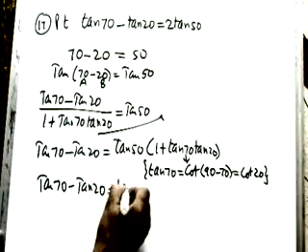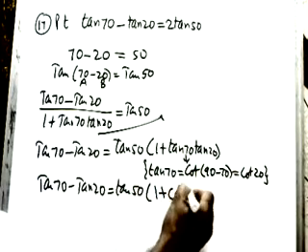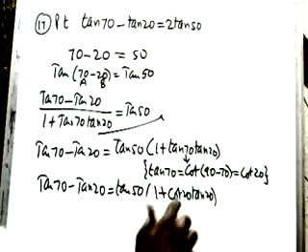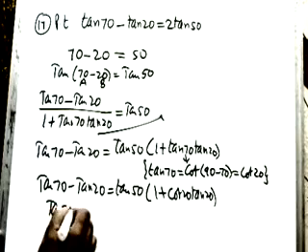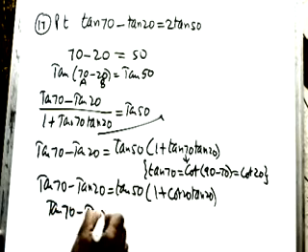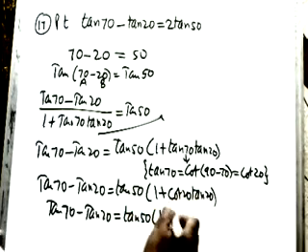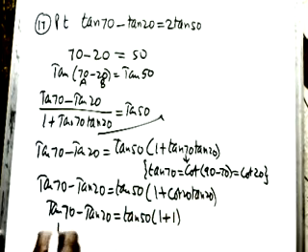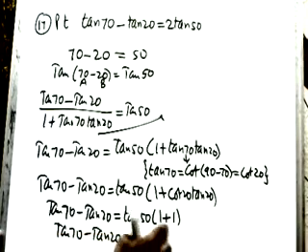Tan 70 minus tan 20 equals tan 50 into 1 plus, this can be written as cot 20 into tan 20. Now cot theta into tan theta is 1. So tan 70 minus tan 20 equals tan 50 into (1 plus 1). 1 plus 1 is 2, right? So we get 2 tan 50. So this is the proof.